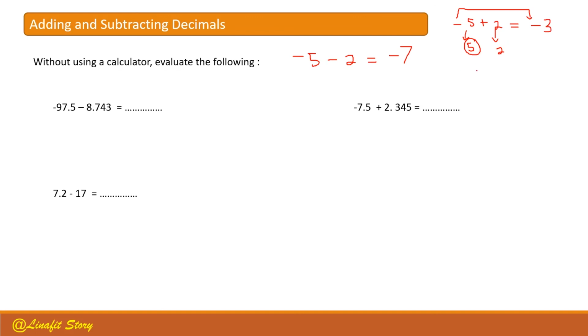And how about 5 minus 2? The absolute value of positive 5 is 5. The absolute value of negative 2 is 2. Which one is bigger? 5. So you copy its sign. The answer is positive. Then the difference between 5 and 2 is 3. So 5 minus 2 is 3.